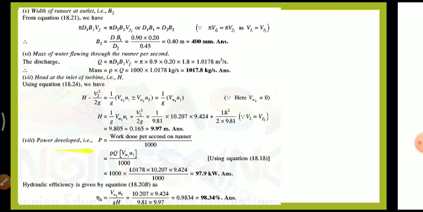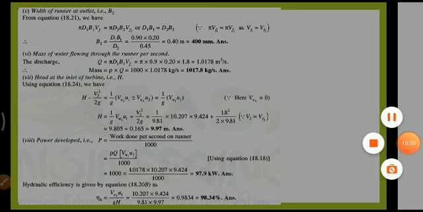The next one is power developed, that is rho A V1 (Vw1 U1 plus or minus Vw2 U2) divided by 1000. Since Vw2 is equal to 0, we will use rho A V1 Vw1 U1. A1 V1 will be replaced by Q, so rho Q Vw1 U1 divided by 1000. This is the total power developed. And hydraulic efficiency is the ratio between runner power and water power. Runner power is equal to rho Q Vw1 U1. Water power is equal to rho g Q H. Cancelling the common terms, we get Vw1 U1 divided by gH. So 98.34% is the total hydraulic efficiency.